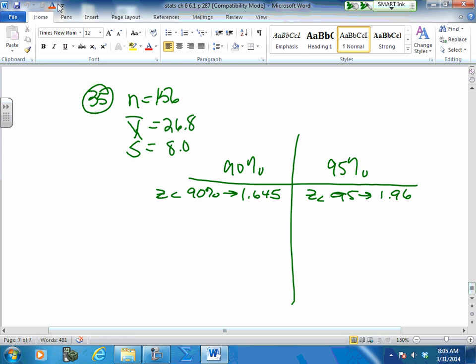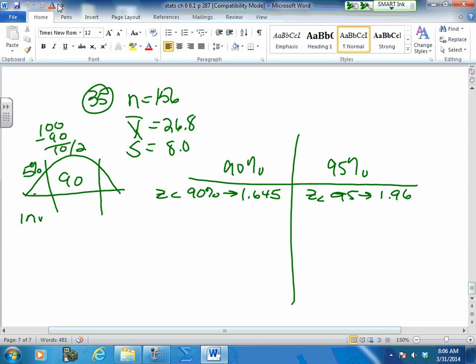Well, there was a chart on your note page because we found this about 10 times already. We said this is 90. What's left over is 10. 100 minus 90 is what? Split this in half, so each one is 5%. How do I look this up? 0.05. That will give me 1.645.